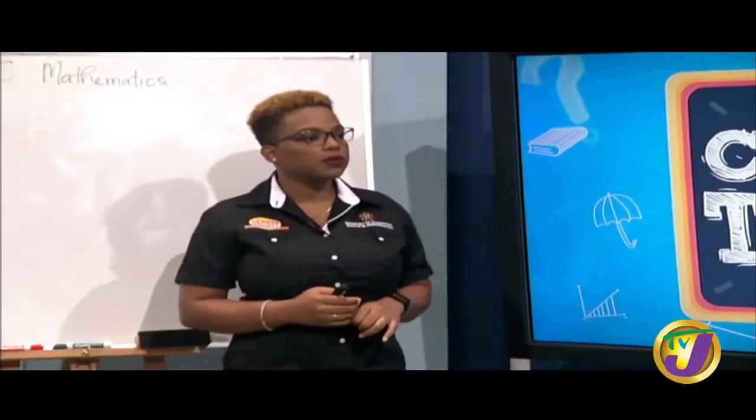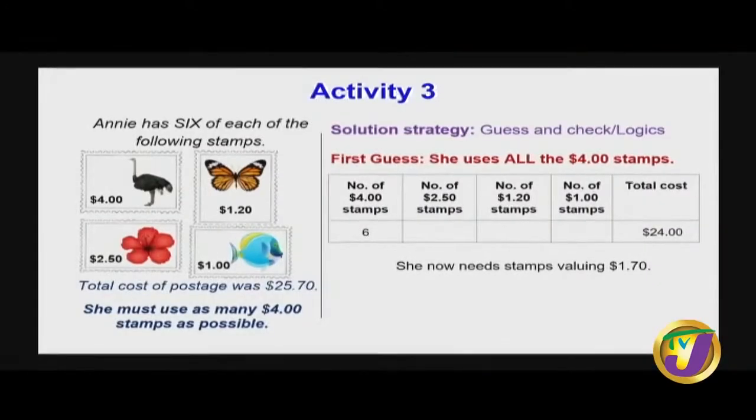Looking at this, clearly she can't use any $2.50 stamps. That would definitely exceed the amount she's aiming for. With a $1.20 stamp, that would leave only 50 cents, and there's no 50 cent stamp, so that couldn't work. With a $1 stamp, she would still be short 70 cents, and there's no 70-cent stamp. Ouch, it looks like we guessed wrong. But that's okay, it's guess and check.